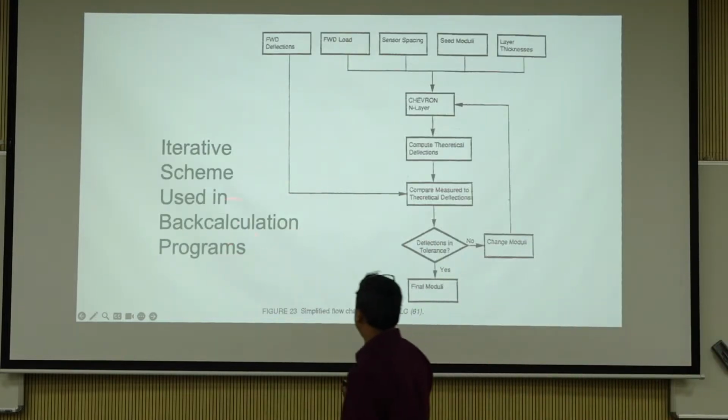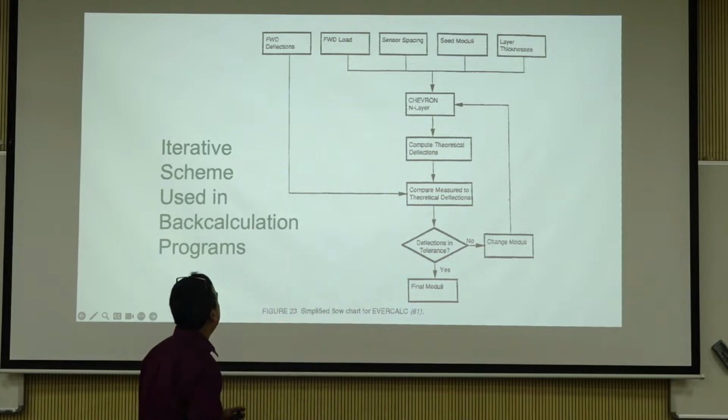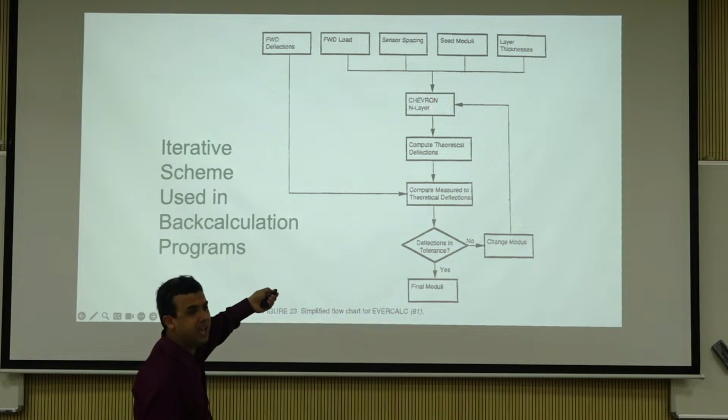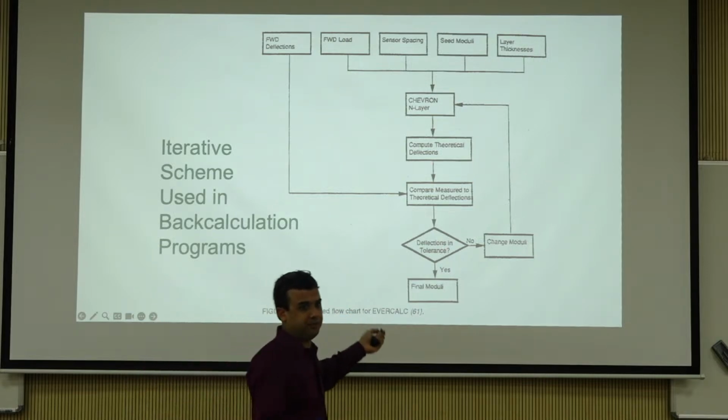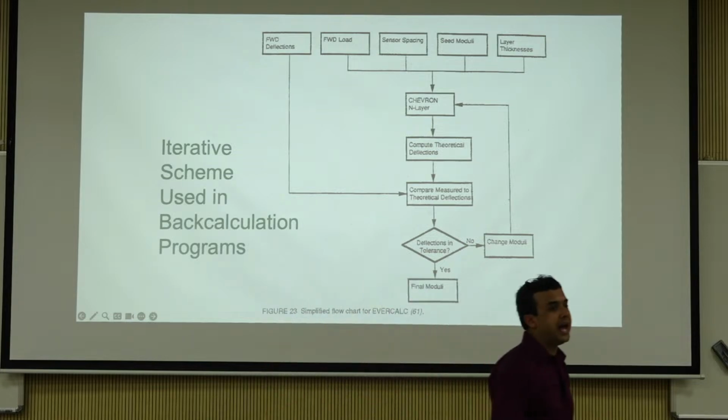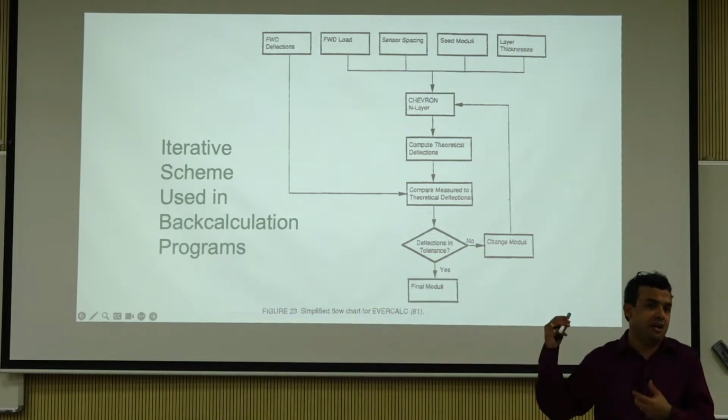Iterative scheme in back calculation programs, I think you know this already. We have the FWD deflection. So you have load, sensor spacing, seed modulus, layer thickness. You're going to use something like CHEVRON N-layer, or your ILLI-PAVE, or MnLayer, whatever you're going to use, to compute theoretical deflections, and then compare that to the FWD deflections. Is it under tolerance? Yes, then you're good. No, change modulus, go back. That's what happens programmatically, and with modern programming abilities you can write your own.